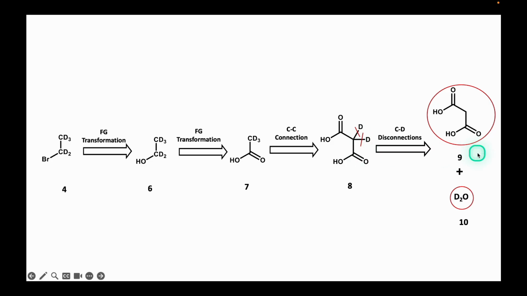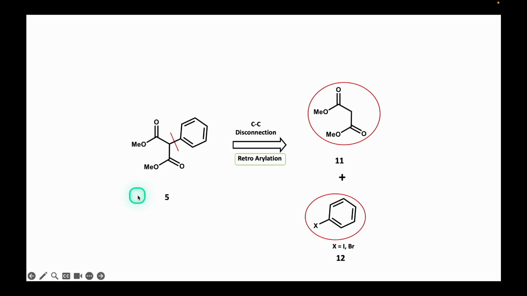as raw materials. Finally, the malonic ester 5, substituted by a phenyl group in its alpha carbon, through a carbon-carbon disconnection based on a catalyzed arylation, gives rise to malonic ester 11 and phenyl halide 12 as raw materials.